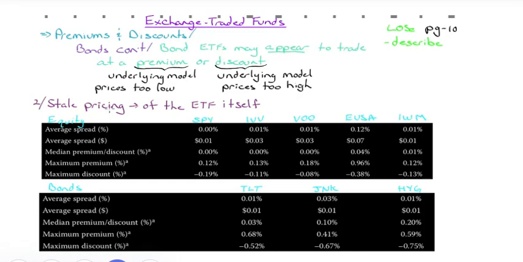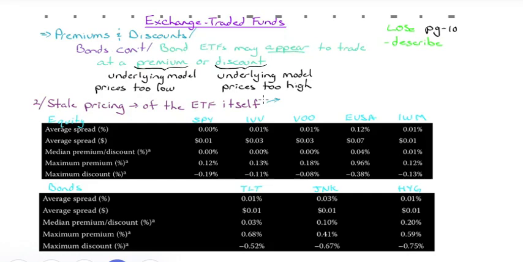Number 2, stale pricing of the ETF itself may appear to create a premium or discount. So if you have an ETF that doesn't trade very often, and let's say the last trade was 2 hours before the closing price, but the underlying kept trading, well, then it would appear to be at a premium or discount based on the last traded price of the ETF versus the closing price of the underlying.